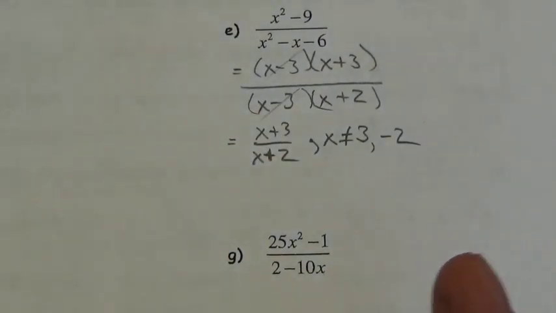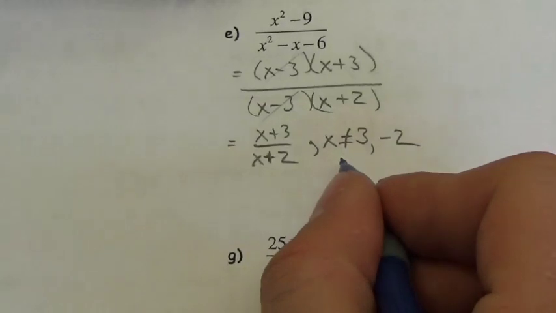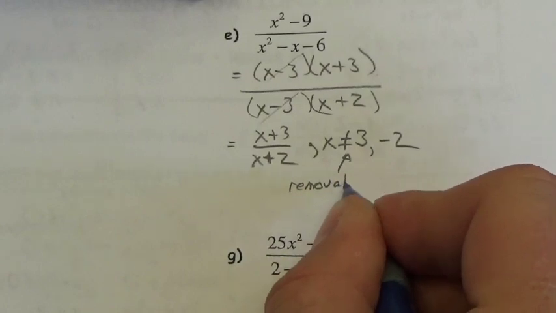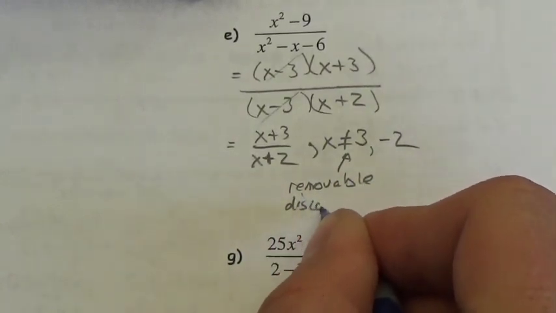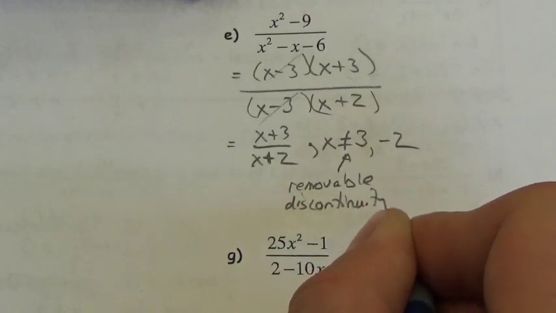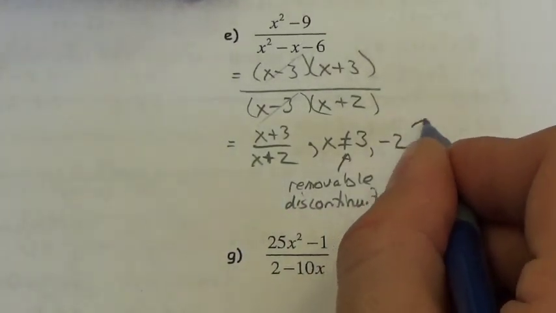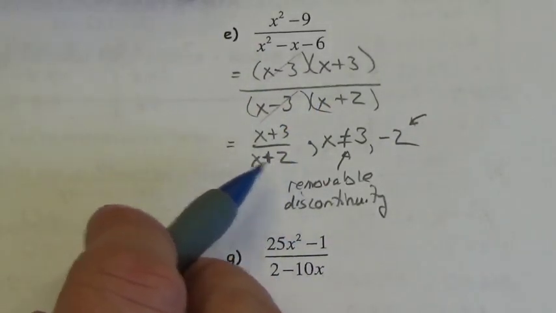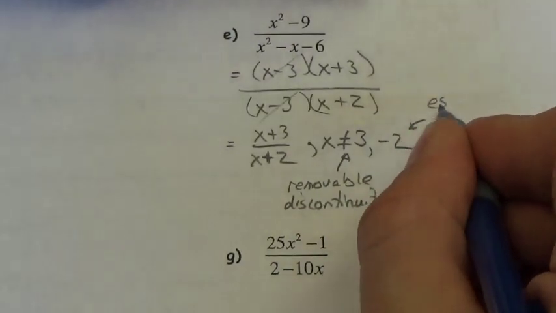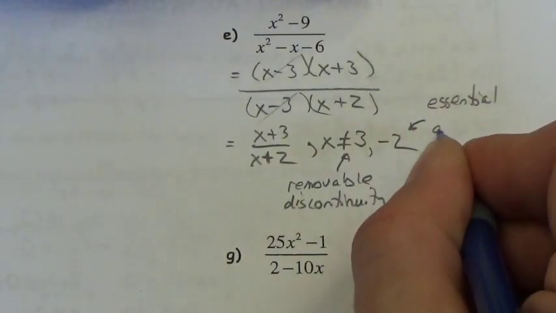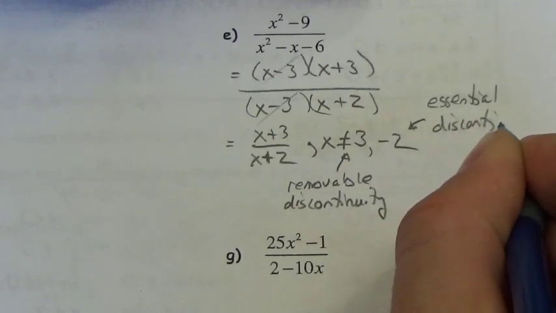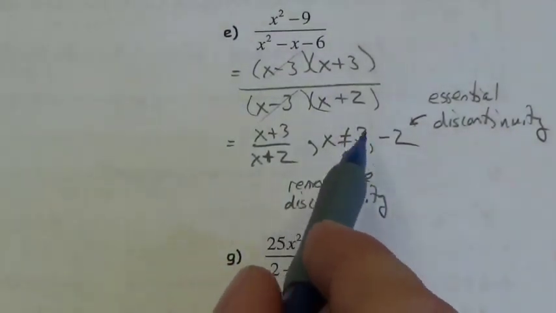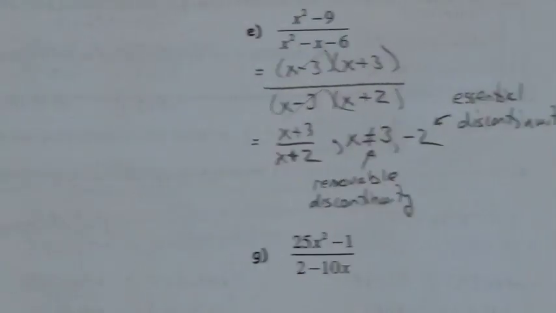I gave you a little bit of vocabulary a few minutes ago. I'm going to give you a little bit more here. Because this was the one that got canceled, I call this a removable discontinuity. Discontinuity meaning just a gap in the graph, a gap in the value of x. This one here, because it's a restriction that survives to the very end and lives on in that problem, we call this an essential discontinuity. I can't get rid of it. So removable versus essential. Let's keep going.